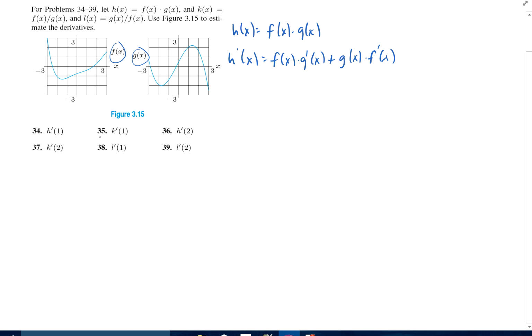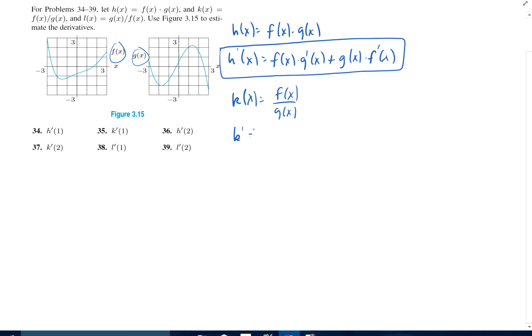We're going to use h prime, k prime, just trying to do all of these at once. K of x is f of x over g of x. So the derivative k prime of x is the bottom times the derivative of the top, minus the top times the derivative of the bottom, all over the bottom squared.